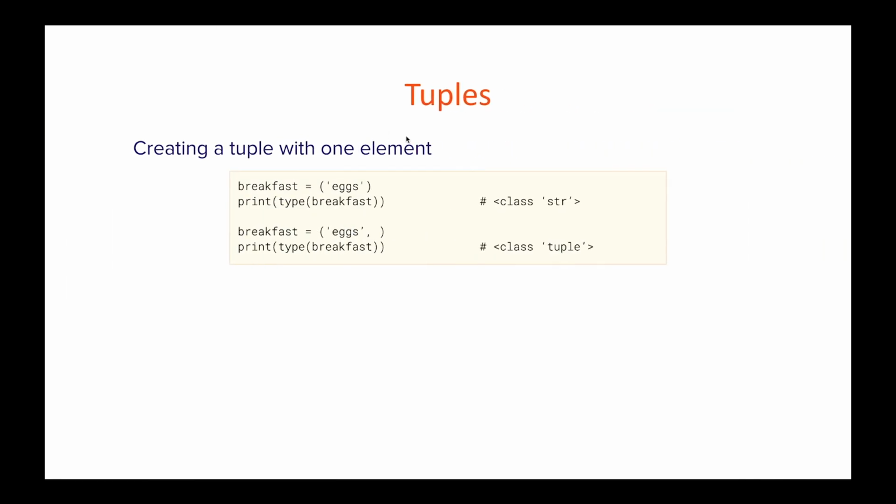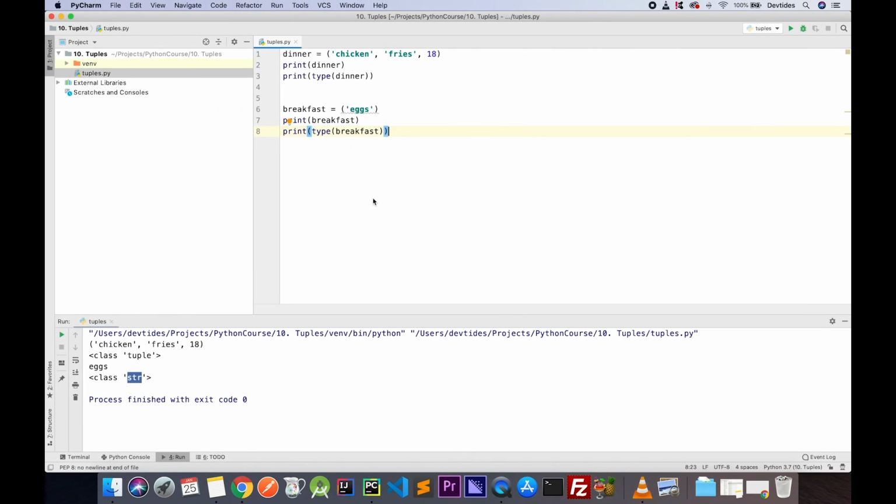If we actually want a tuple to be created, we will have to put an empty element here. So we will put a comma, but nothing after that. Okay, so if we do this, comma and nothing, then we run and we get a tuple. Okay, so that is a tuple with 1 element.